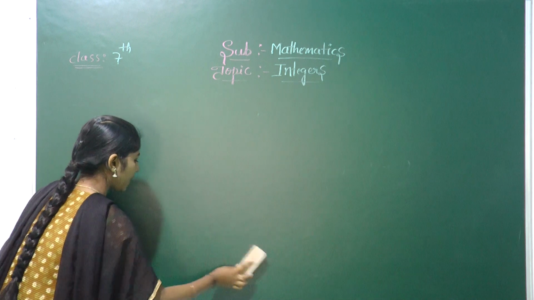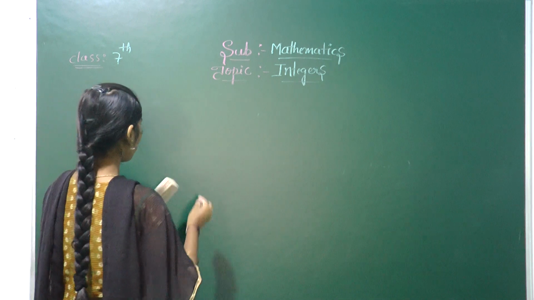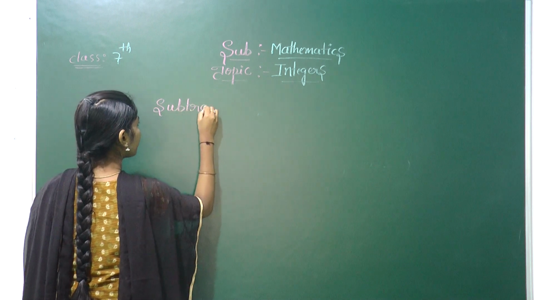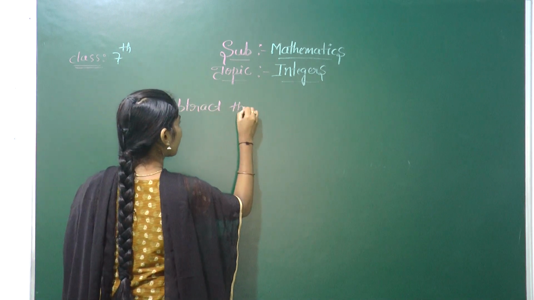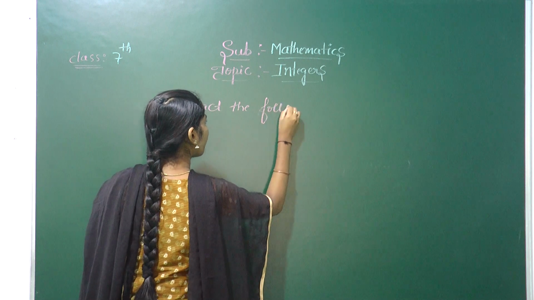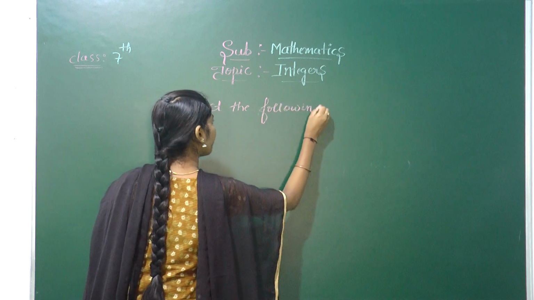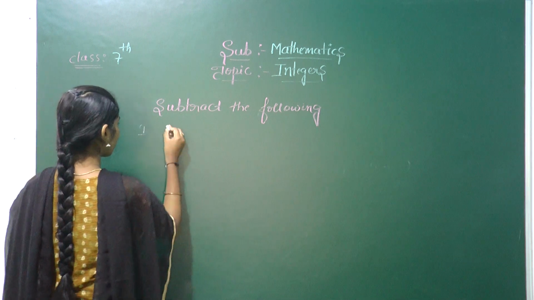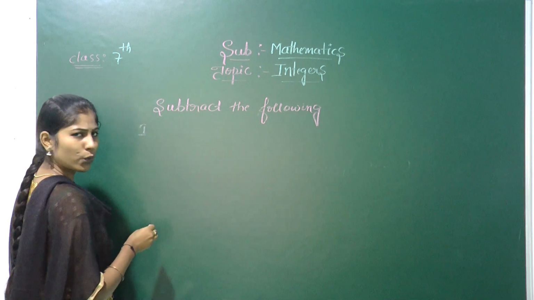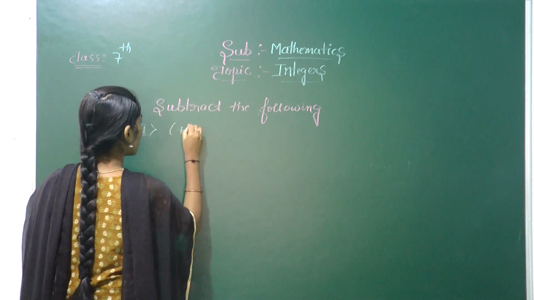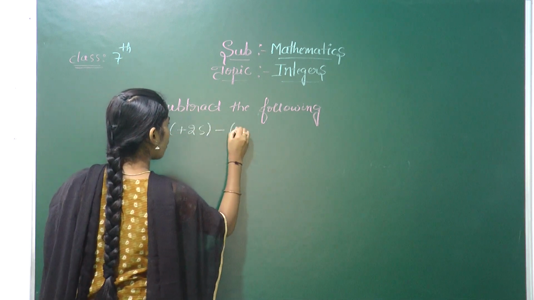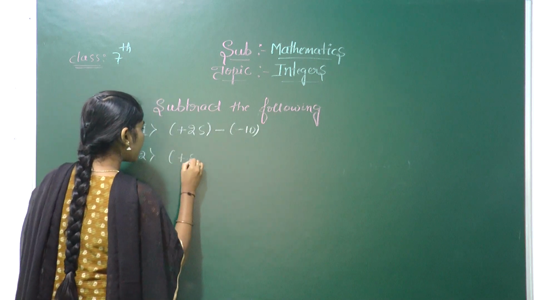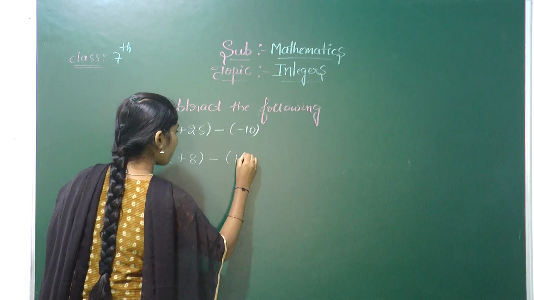Take some examples. Subtract the following. Here, by using the additive inverse rule, plus 25 minus of minus 10. The second one, plus 8 minus of plus 4.